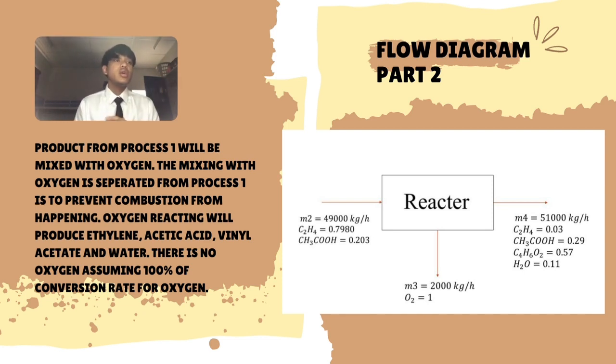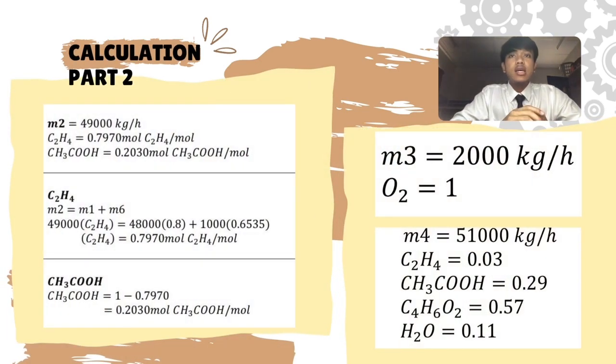The result that we get for M4 after calculation is 51,000 kg per hour of mass flow rate, and for the fractions we get 0.03 for ethylene, 0.29 for acetic acid, 0.57 for vinyl acetate, and 0.11 for water. Okay, so next we will see the calculation for this reactor.